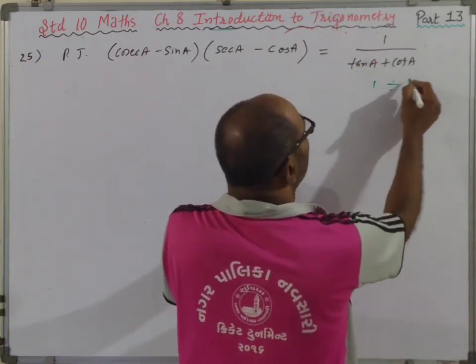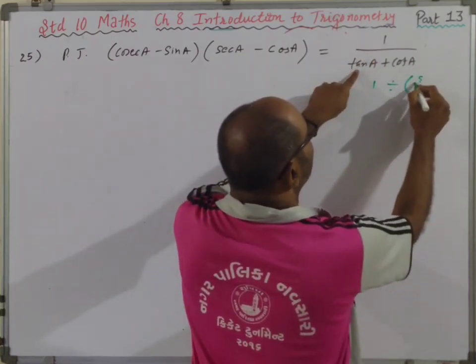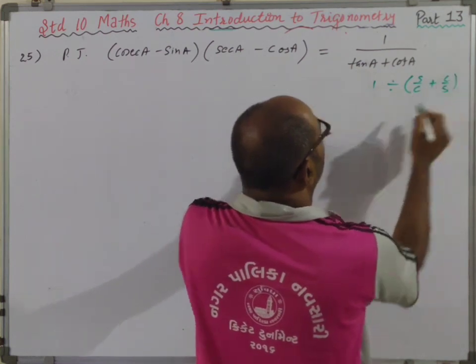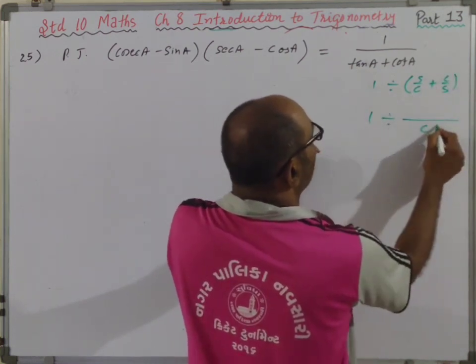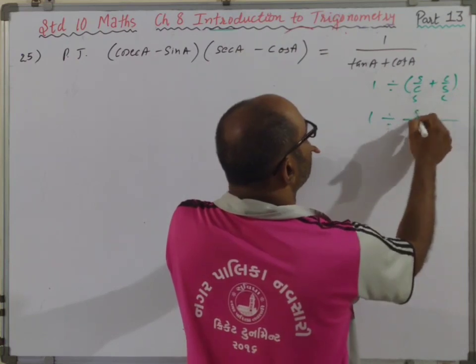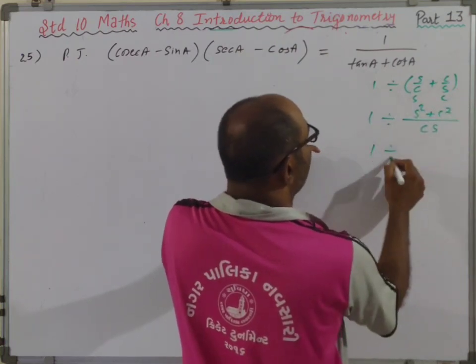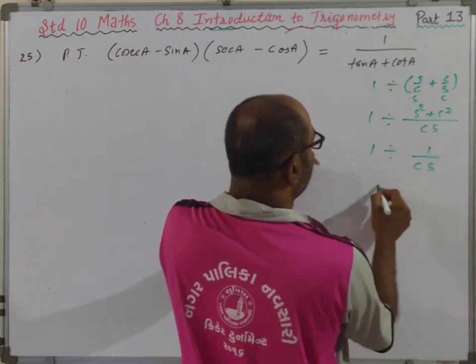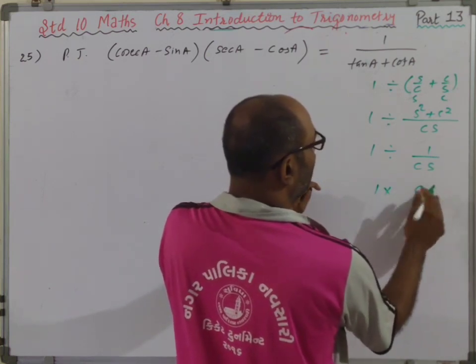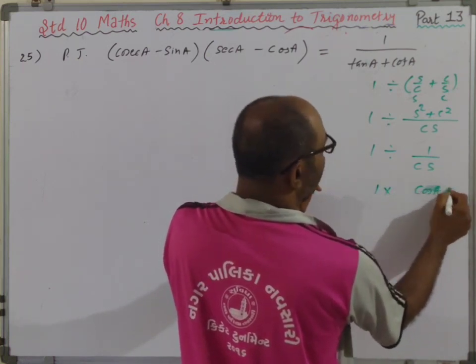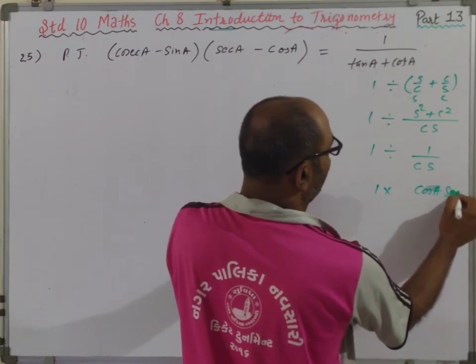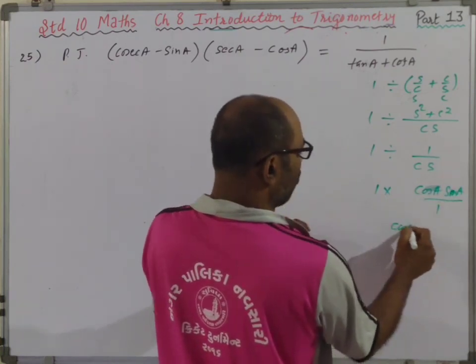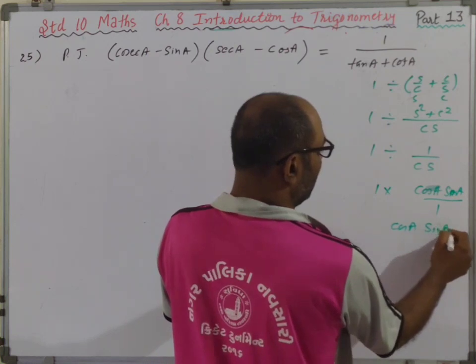Here 1 divide by, because I am using the short form, sine upon cos plus cos upon sine. That is 1 divide by cos sine, sine cos, sine square plus cos square. That is 1 divided by 1 upon cos sine. That is 1 multiplied by cos A into sine A upon 1. So that is cos A into sine A.